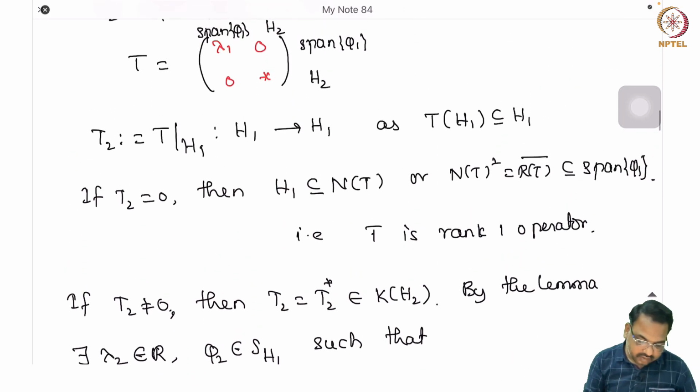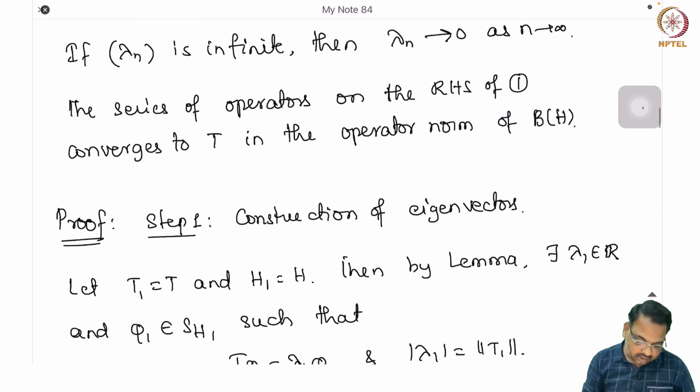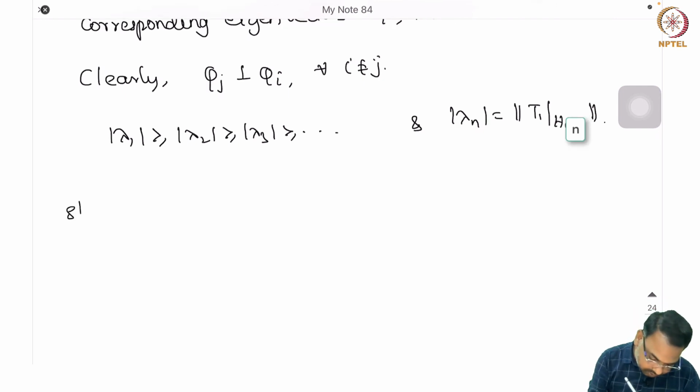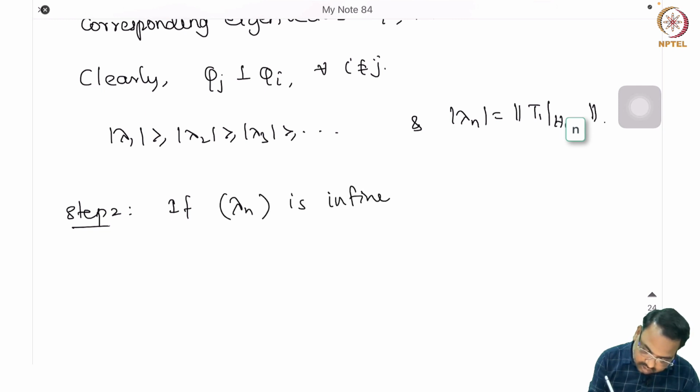This is step 2. If there are infinitely many lambda n, we show that lambda n converges to 0. If lambda n is infinite, then lambda n converges to 0.